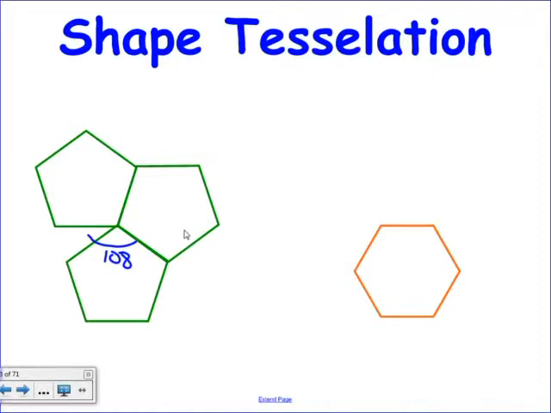324. So I have 108, and I have another 108, and I have another 108. I'm up to 324 degrees. So it leaves a gap of 36 degrees. So pentagons do not tessellate.